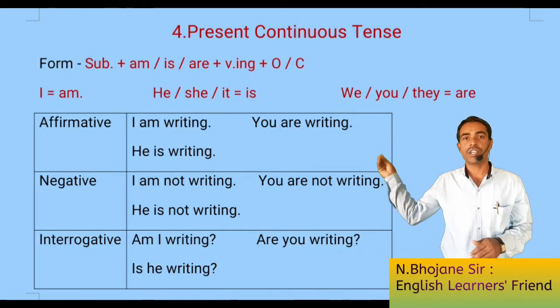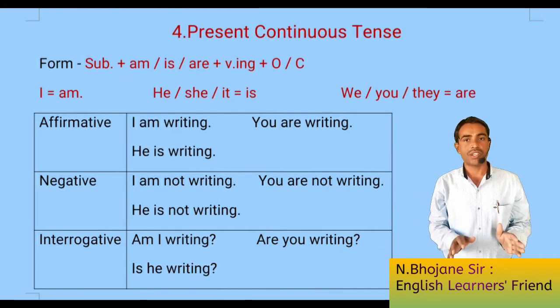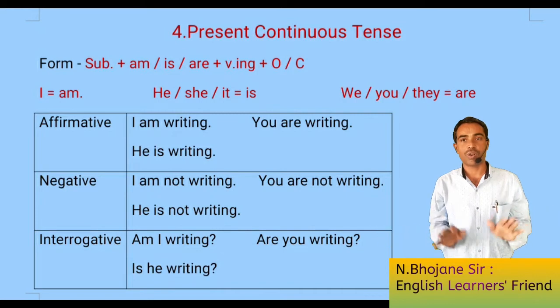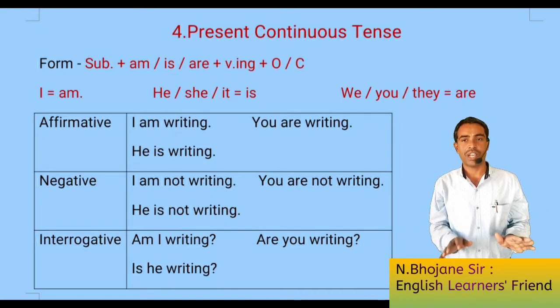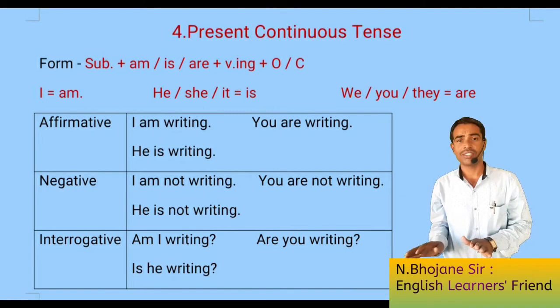Now look at different examples. Affirmative sentences: I am writing, you are writing, he is writing. Negative sentences: I am not writing, you are not writing, he is not writing. Interrogative sentences: Am I writing? Are you writing? Is he writing?